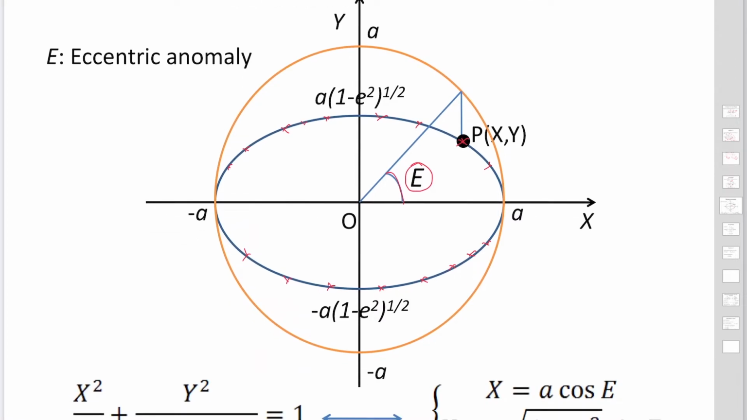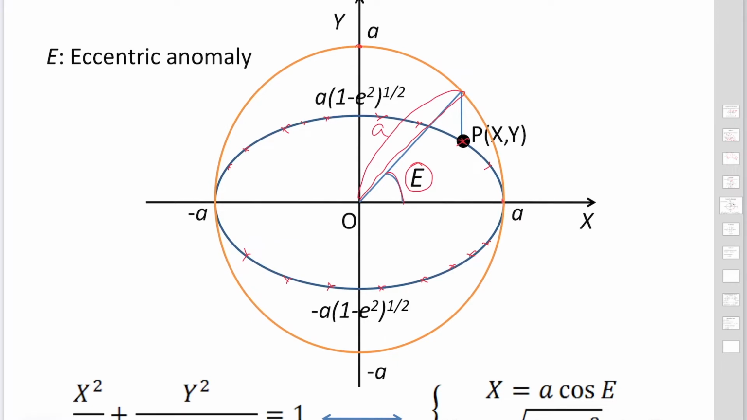To introduce the eccentric anomaly, first of all, we need to consider the circle with a radius of A. So this orange circle has a radius of A. This point A, this point A. So the radius is A, so this length is also A.